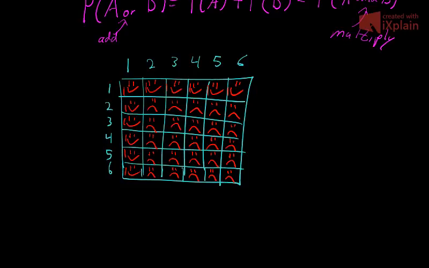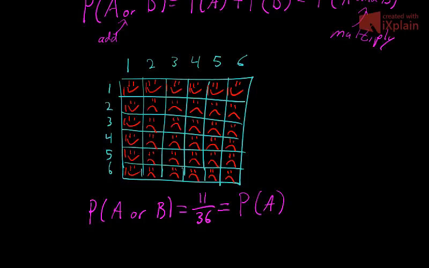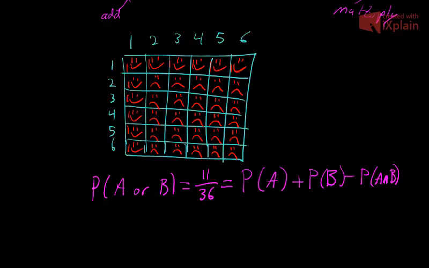So I know that this right here, my probability of A or B, is going to be 11 out of 36. But I said that I should be able to find that mathematically, so that should be equal to probability of A plus probability of B minus probability of A and B. Sometimes it's written like that, that's okay. That's supposed to say and, I just ran out of room.